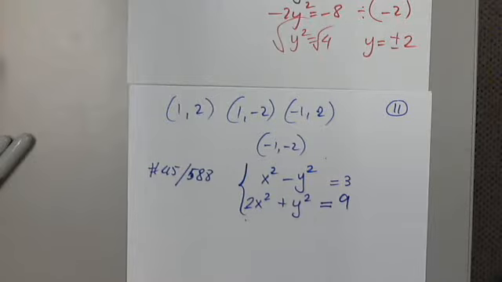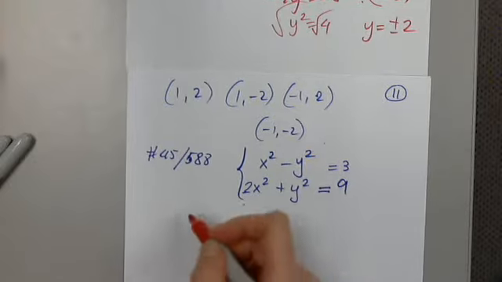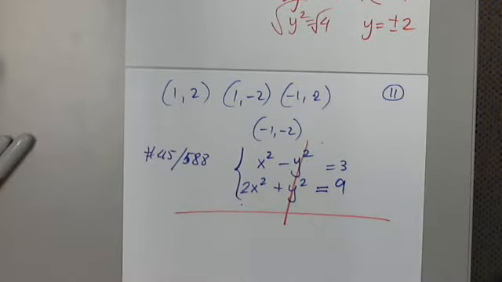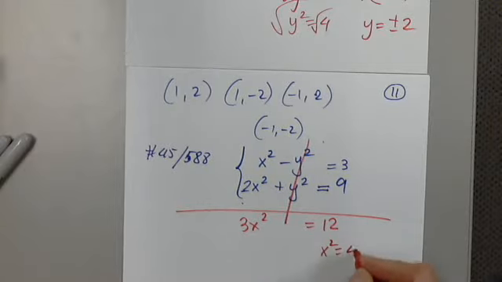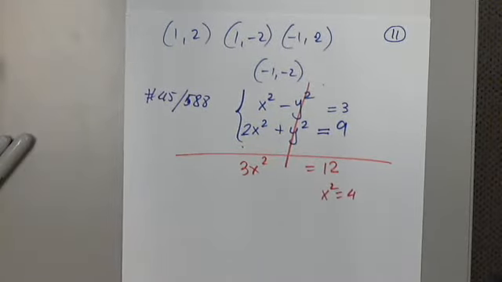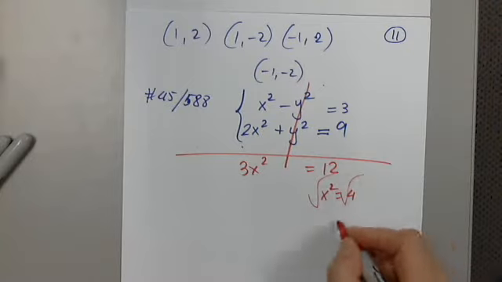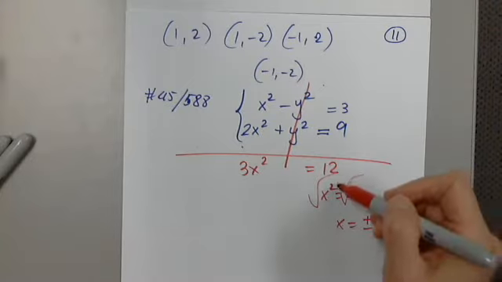It's already set up for us. That's it. So then 3x squared equals 12. Very good. Awesome. x squared equals 4. Now, very good. x equals plus or minus 2. This is good, but not good enough.